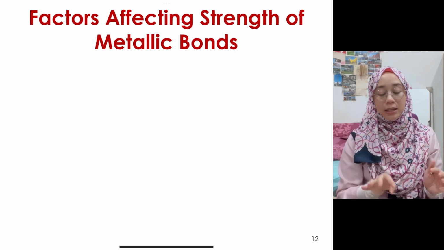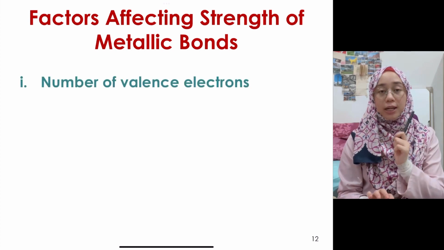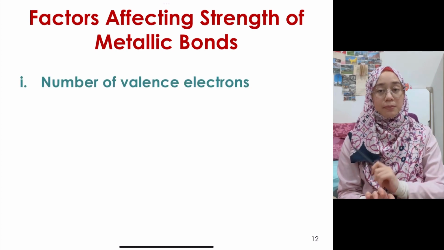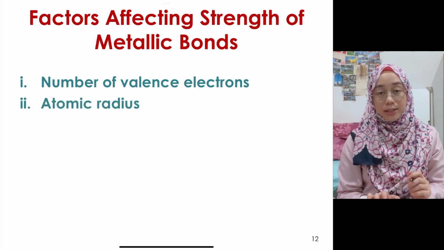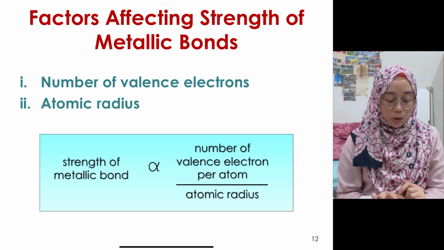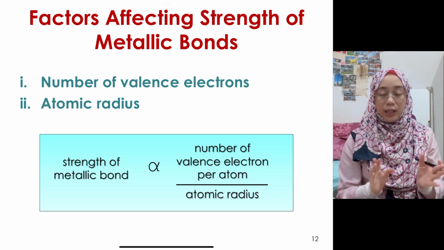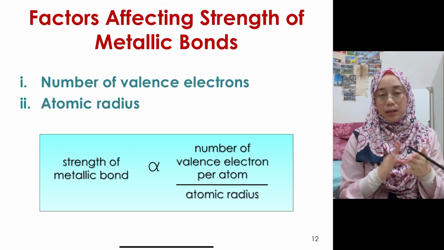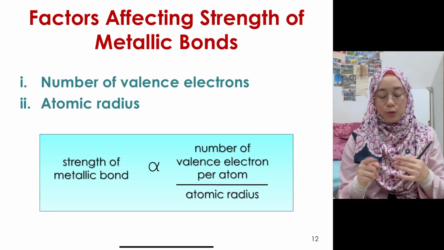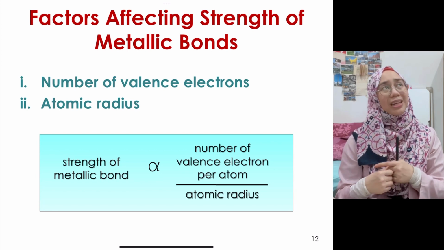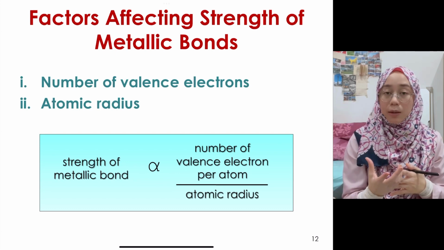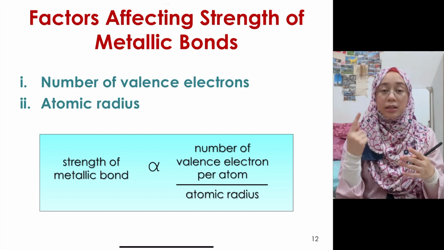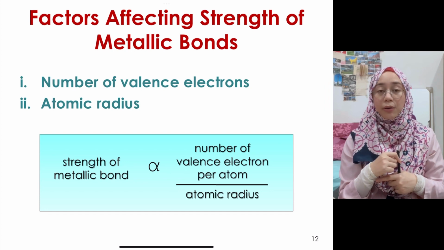Okay, so kita tengok pula what are the factors affecting the strength of metallic bond. So ada two main factor yang main peranan paling penting kat sini. The first one adalah the number of valence electron released by the atom. Okay, and then the second one adalah berkaitan dengan the atomic radius of metal tu sendiri. So kalau kita tengok in terms of relationship, so the strength of metallic bond is directly proportional to the number of valence electron per atom, meaning more electron is being released, the stronger the metallic bond then.